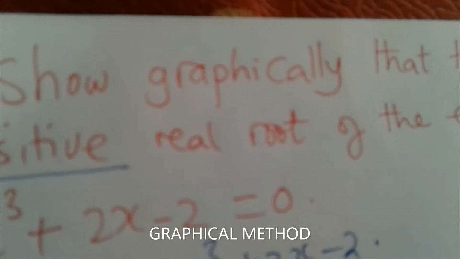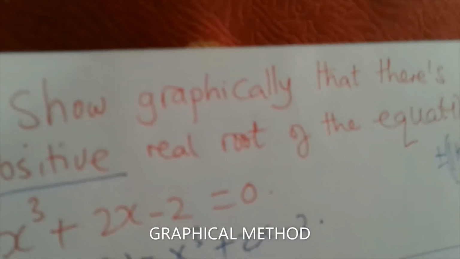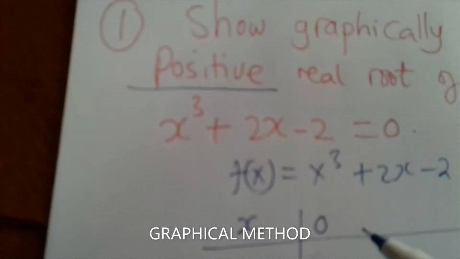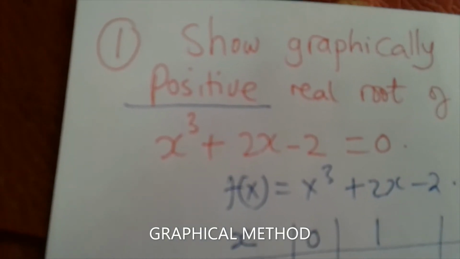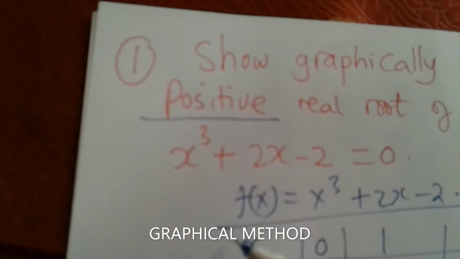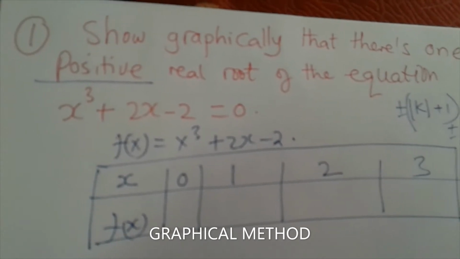-3. But they have told us that we need to show graphically that there is only one positive root, meaning that we don't expect values of x which are negative, because clearly they have said a positive root of the equation. And we can start from 0, then 1, then 2, then 3. These will be our values of x in the table, since the question says positive root.